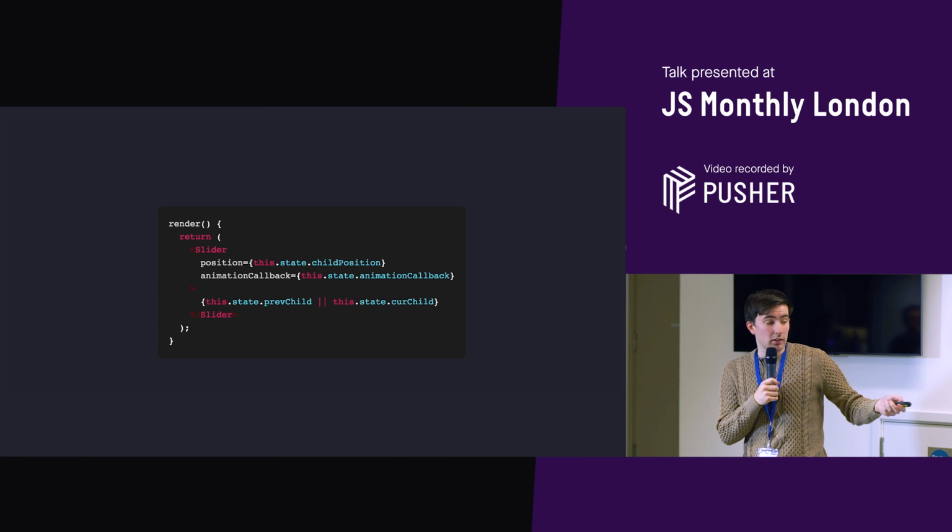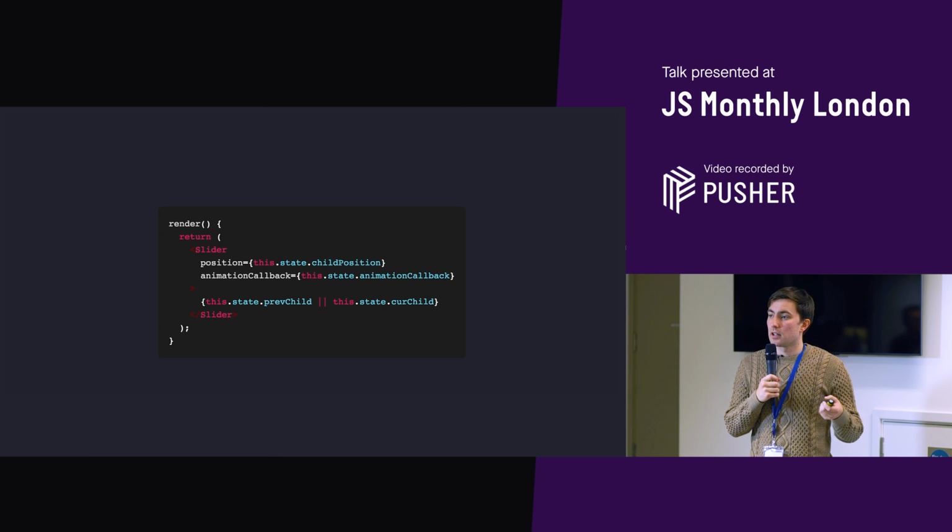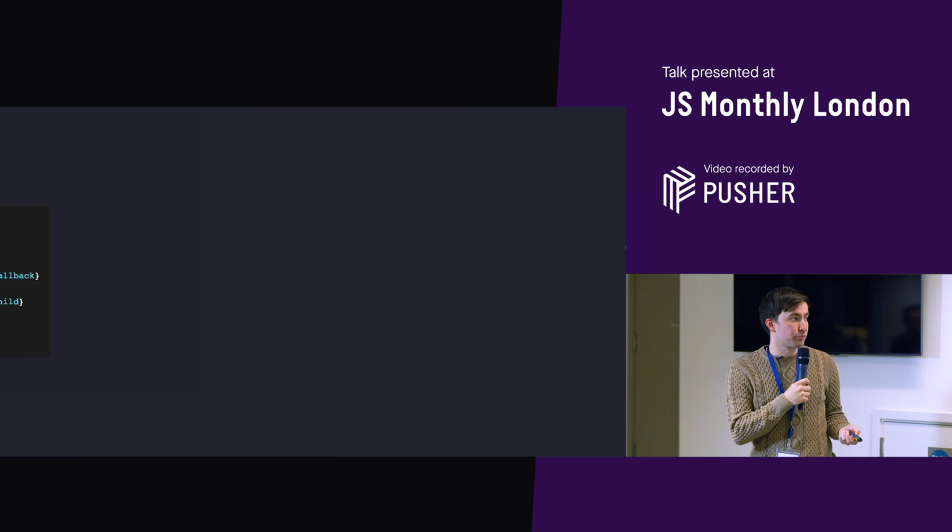And then the only other thing you see in the actual render, where normally you'd say this.props.children, is that we're instead saying this.state.previous child or the current child. We'll get to this later, but we're storing both of our children in state so that even though React's telling us that our new child is this thing, we're going to ignore it. We're going to keep rendering the old one until we're done.